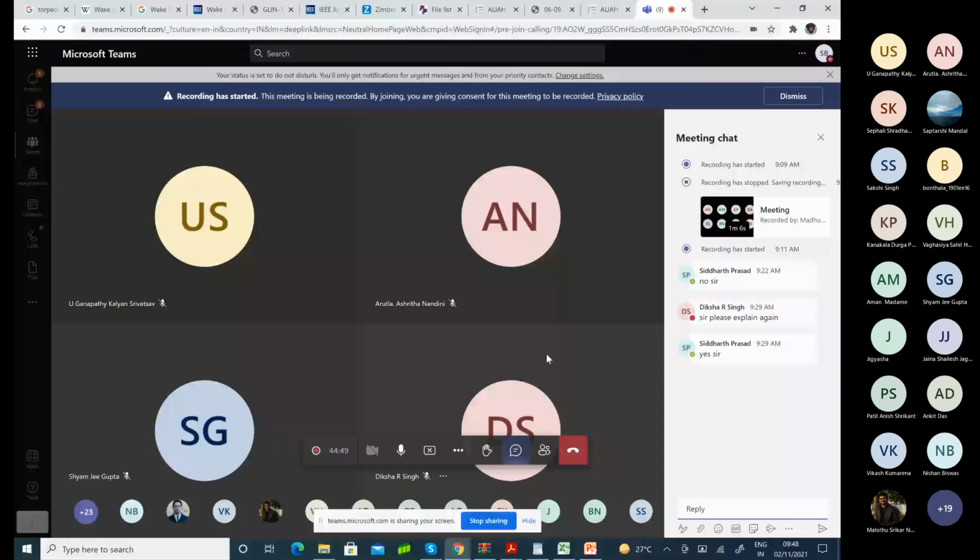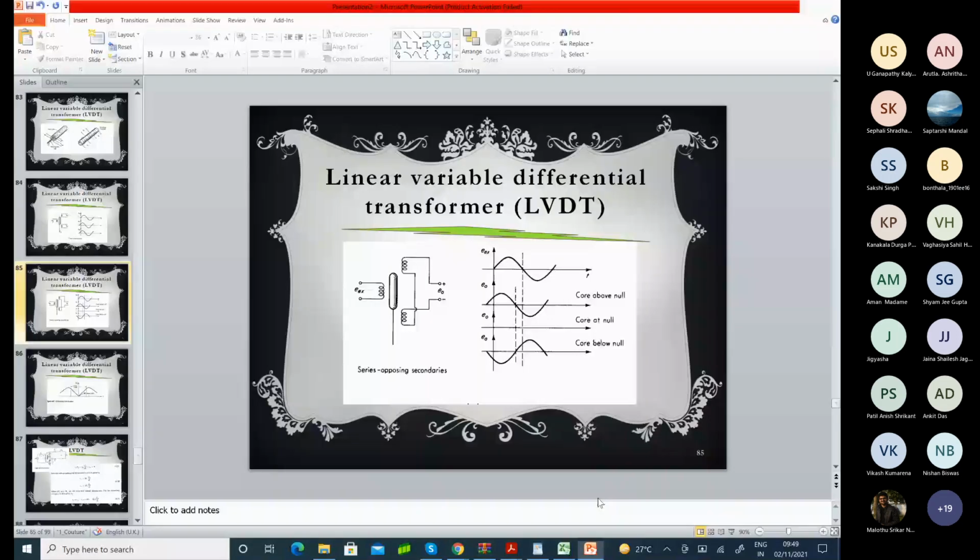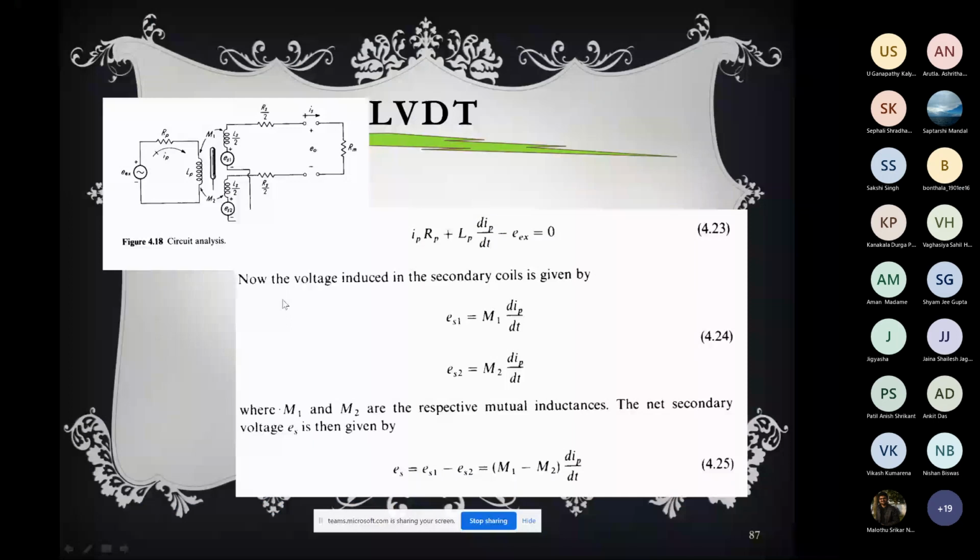Now, if we proceed further, we are trying to go to the mathematical derivation. Before that, we will see what is basically going to happen. See, this is the arrangement.